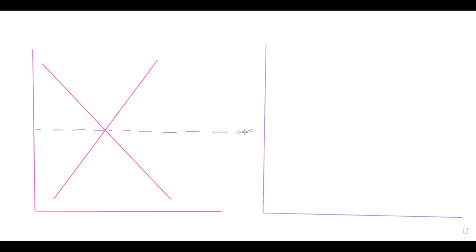So the next graph that I'm making is for the firm, right? Now it will be a straight horizontal line. So this is supply of labor for one firm. This graph on the right is for the firm, and the one on the left is for the market, right? Easy. Okay.